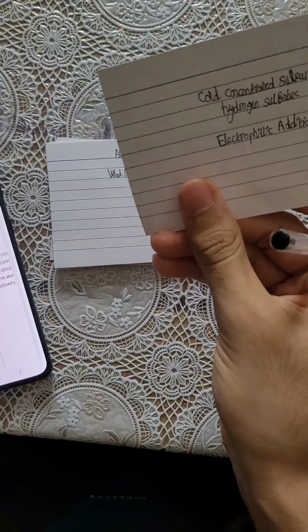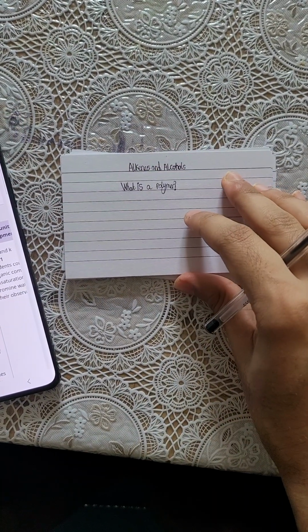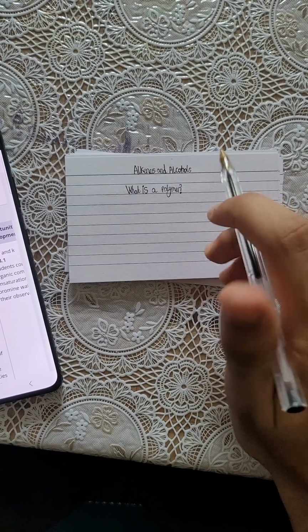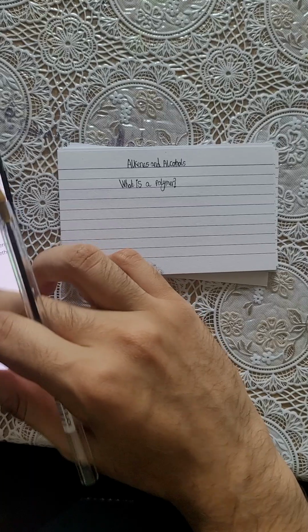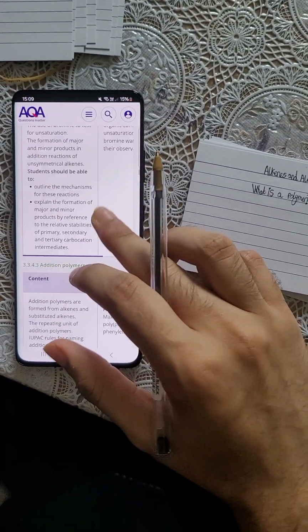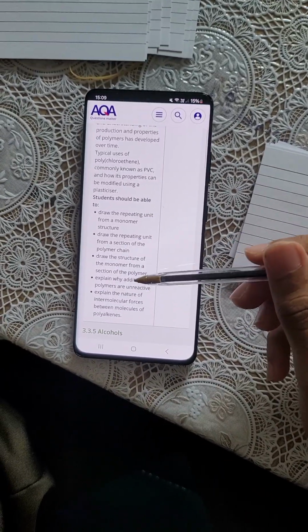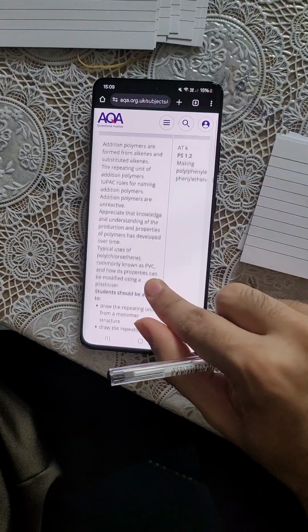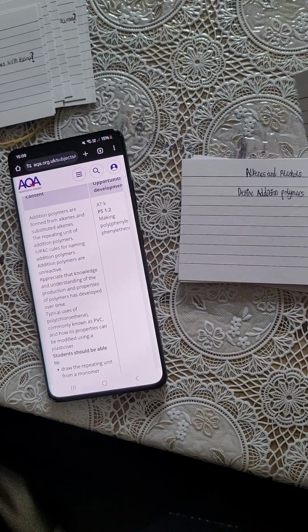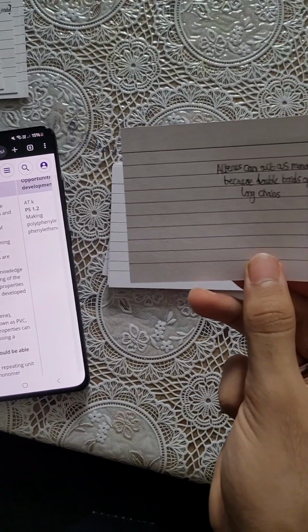Alkenes react with cold concentrated acid to form alkyl hydrogen sulfates. What is a polymer? Now we are on to addition polymers and all of that. Draw a repeating unit, explain why, that's all they want. They'd never ask you for this. It did ask you for addition polymers.